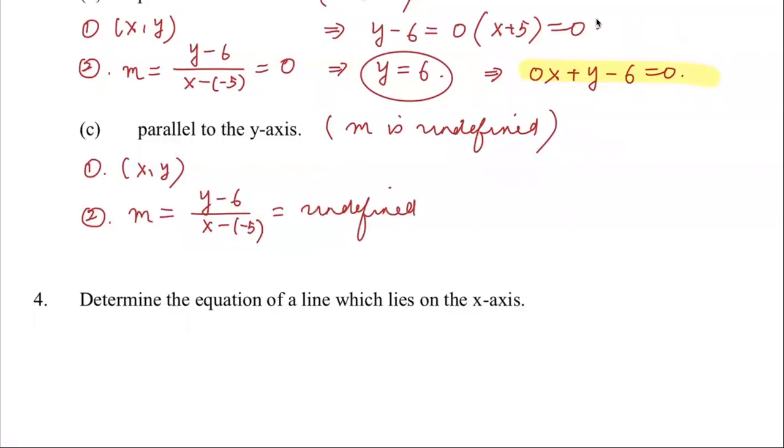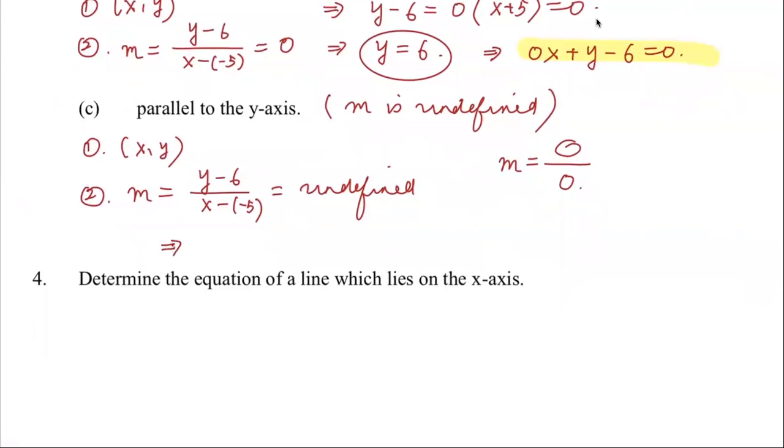What does this mean? This means the slope must be of the form some number over 0. Some number over 0. Okay? So in this case, we know that this straight line must be equal to x plus 5. Okay, x plus 5 is equal to 0.